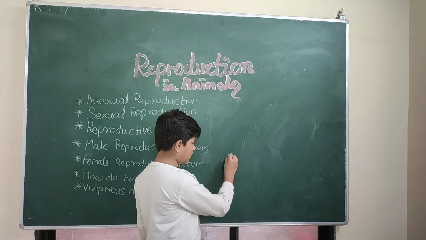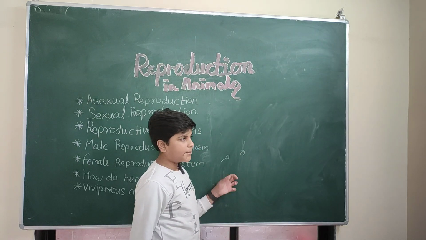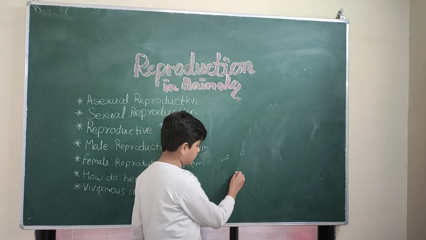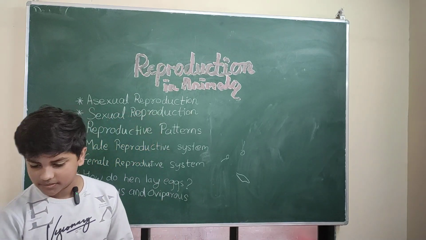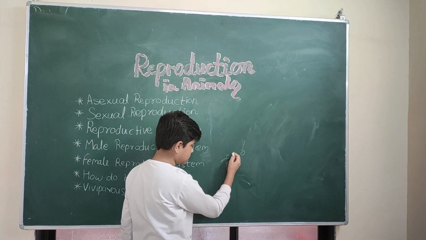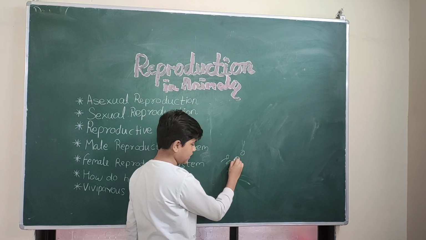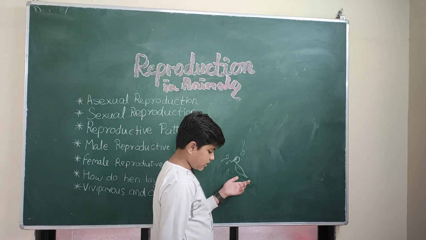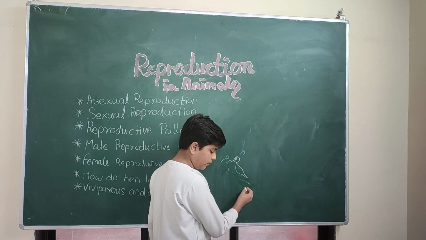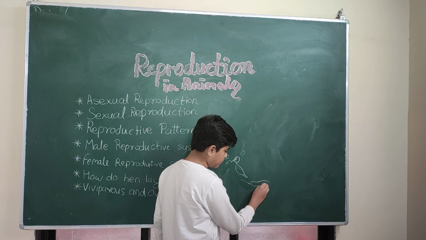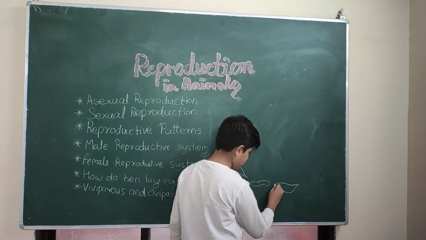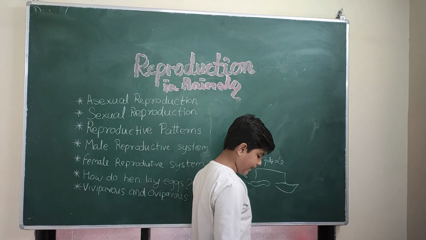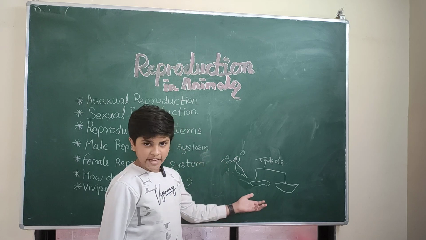The male produces sperm and the female ova. These ova and sperm get fertilized in the surrounding water. After that, this egg is a fertilized egg. After that, the egg forms one embryo. Then from this embryo a tadpole is formed. When a tadpole is formed, this is the life cycle of a frog.